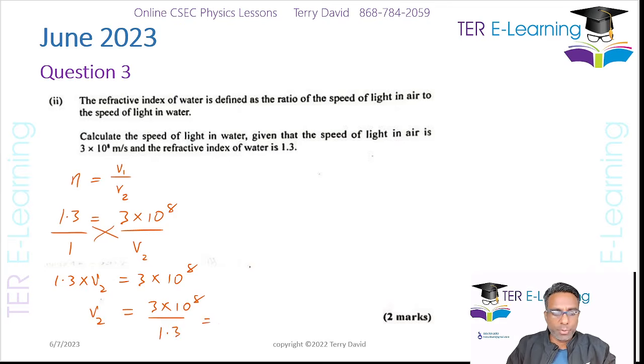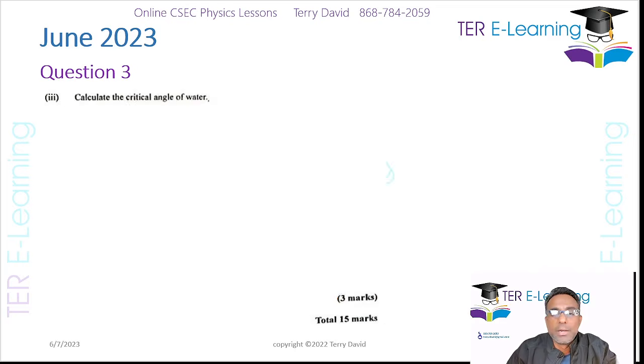and that's going to give me about 2.3 by 10 to the 8 meters per second. So that's the answer there for that part. And the last part, we want the critical angle for water. So critical angle: n is 1 over sine C.